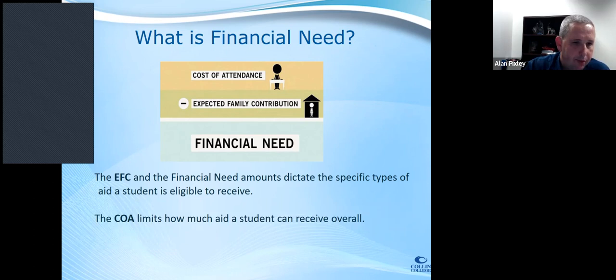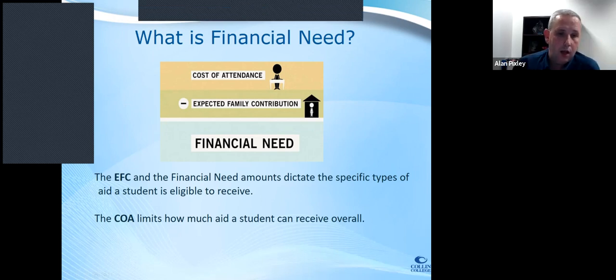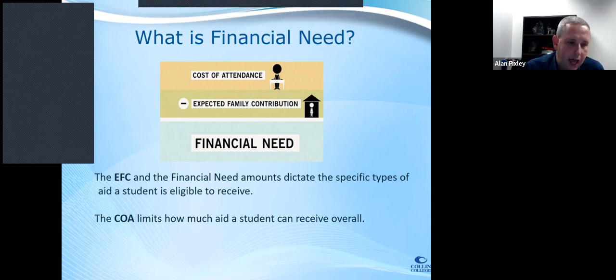And we'll get to an example of that in just a minute. So that expected family contribution and the financial need amount dictate the specific types of aid that a student's eligible to receive. And we'll talk about some of those types of aid. The cost of attendance also acts as a limit to the amount of aid that a student can receive overall. So whatever that cost of attendance is, 16,000, 23,000, 50,000, that's the most aid that you could receive at that particular school.